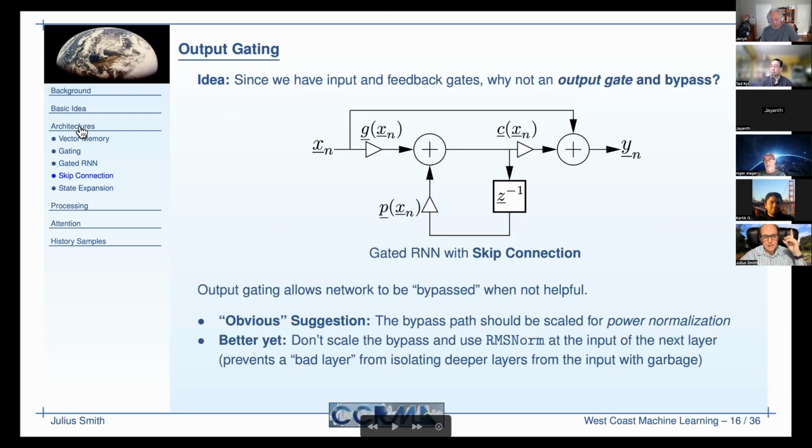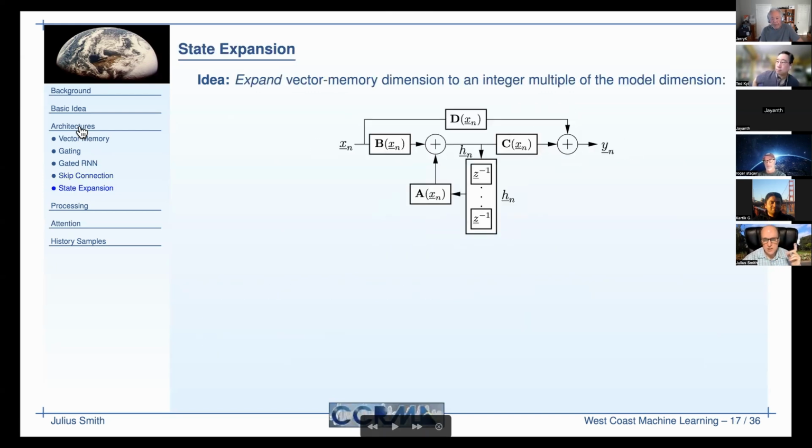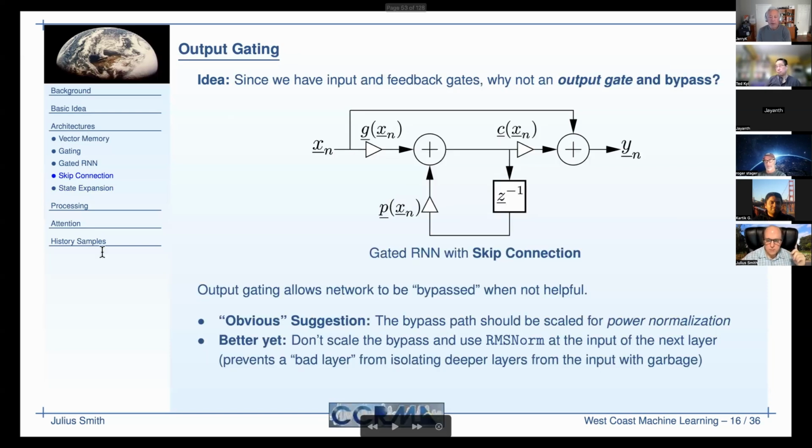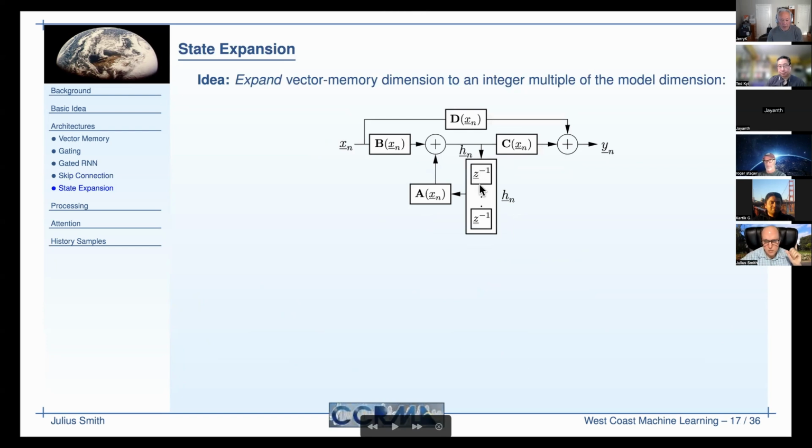Okay, so next idea is state expansion. The motivation could be, well, if we made this bigger, we could put more in. We could increase our model dimension, but maybe our model dimension is adequate for the vocabulary that we have. And so we want to store more stuff, but we don't necessarily want to increase our model dimension. Well, let's just use more of these delay elements. And so that's the basic idea of expanding the state.